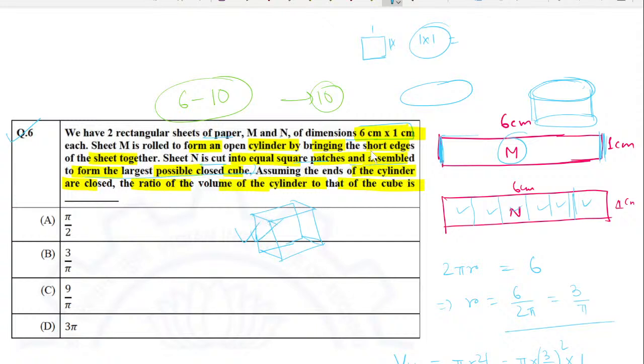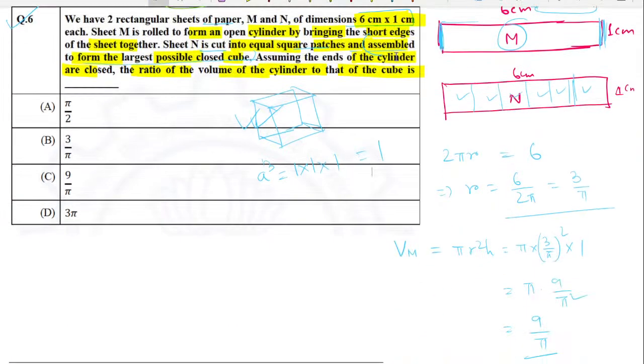If we assemble this cube, then the volume of the cube is, we know the formula, a cube. The value of a is 1, so 1 into 1 into 1 equals 1. Therefore the ratio of the volume of the cylinder to the cube is 9 by pi is to 1, which is simply 9 by pi. So option C here is the correct one.